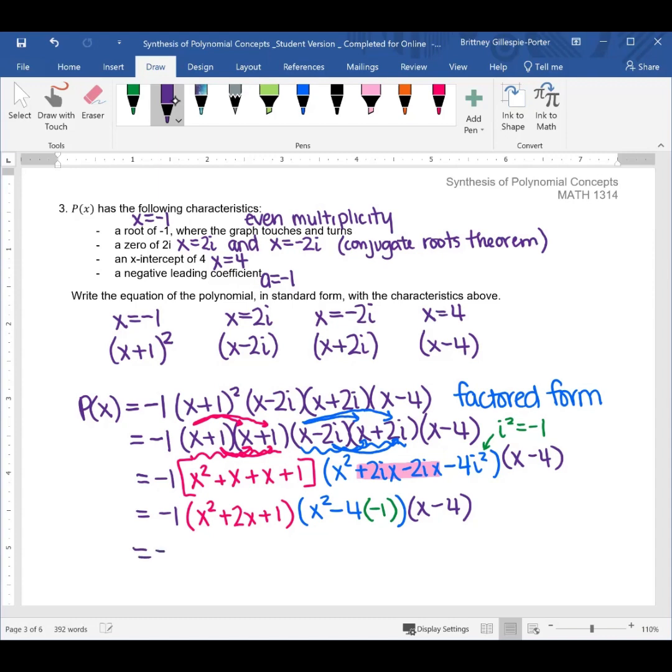Notice that I'm keeping my negative 1 just along for the ride. I had my x squared plus 2x plus 1. My x squared minus 4 times negative 1 becomes x squared plus 4. And we have our x minus 4 still along for the ride.